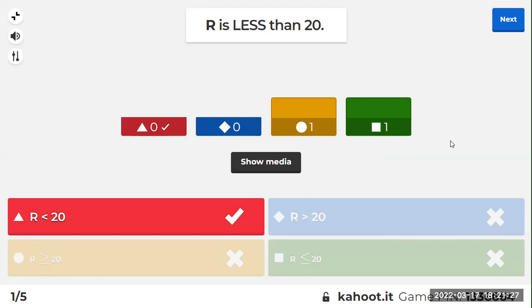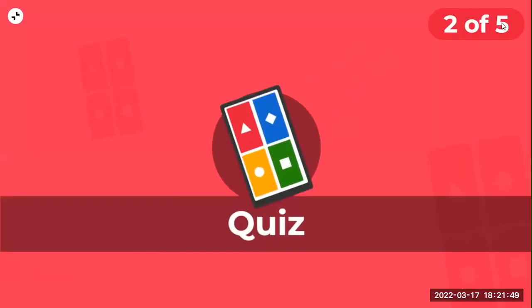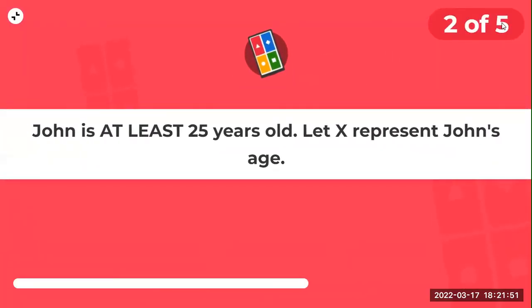Right, now the correct response would be the first option, as you can see on the screen in red, less than 20. So how do you identify which is the less than? It kind of looks like an L. If you look closely here, you would see it resembles an L. So that would be less than. So let's go on to question number 2.